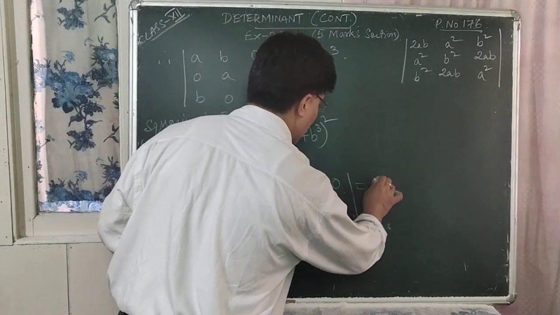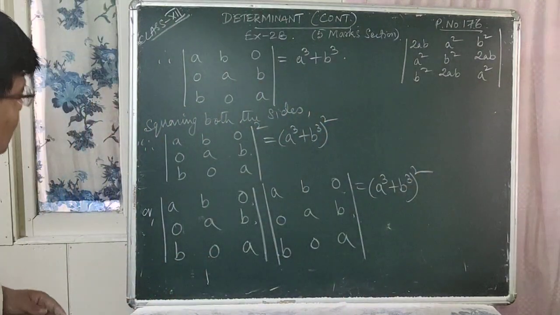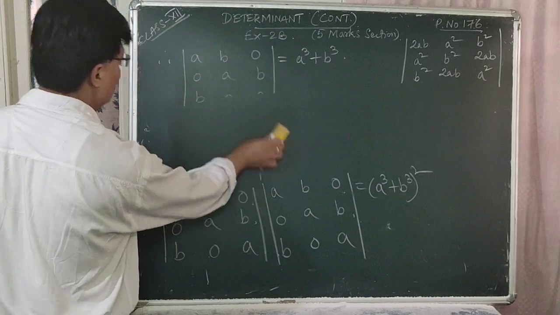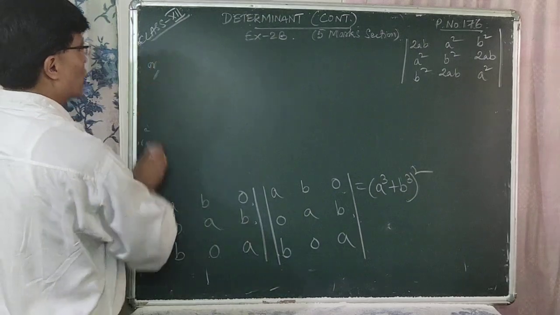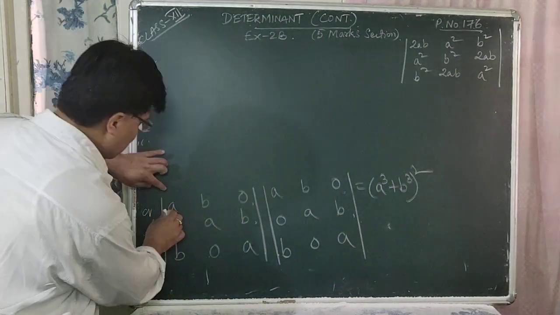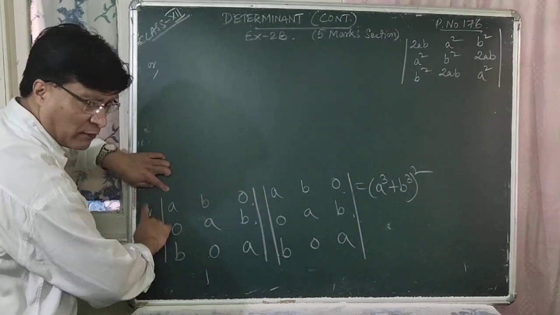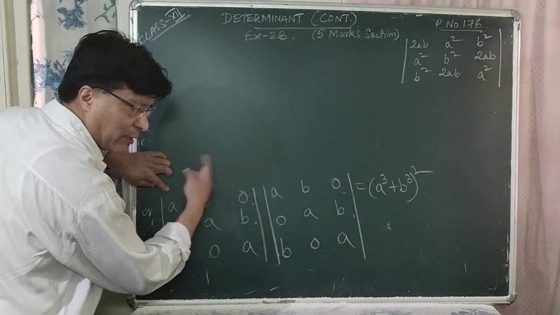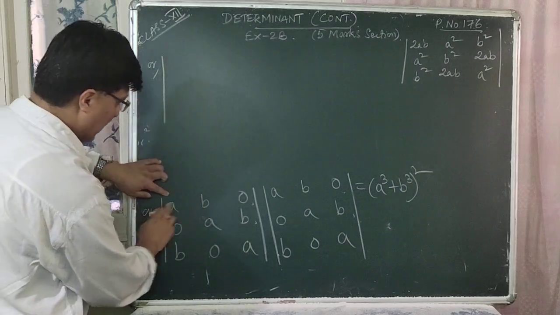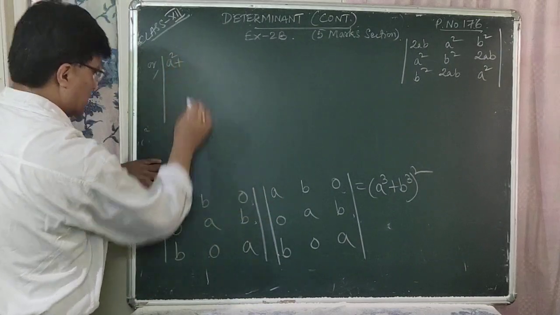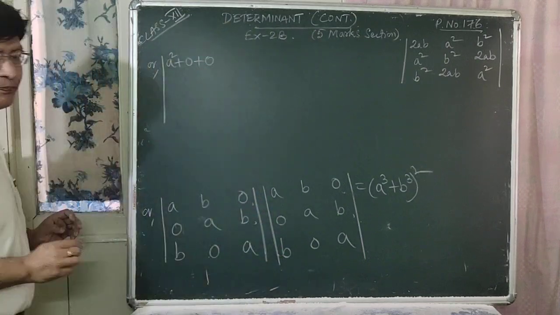So the right hand side remains same, right? Now let us multiply these two determinants. You can use the same method here also, row by column. This first row is multiplied by first column. The corresponding elements should be multiplied. That means first element into first element plus second element into second element plus third element into third element, right? So now A into A square plus B into 0, 0 plus 0 into B is 0.